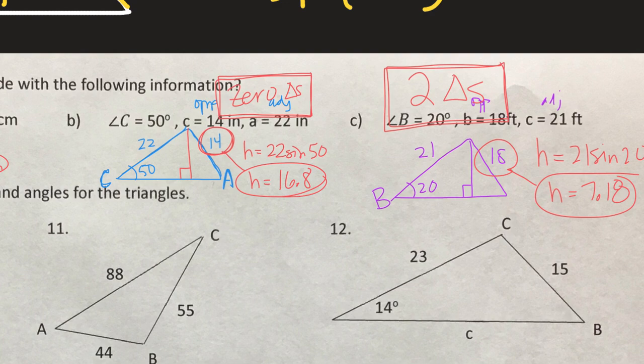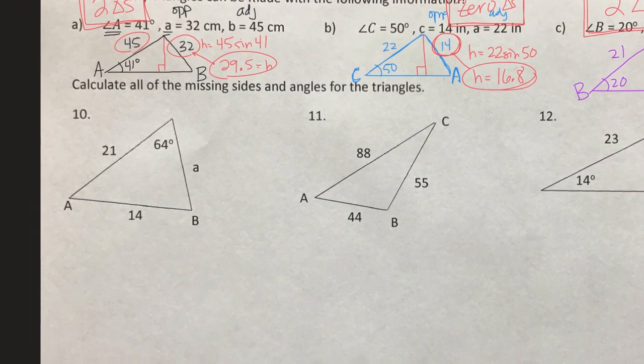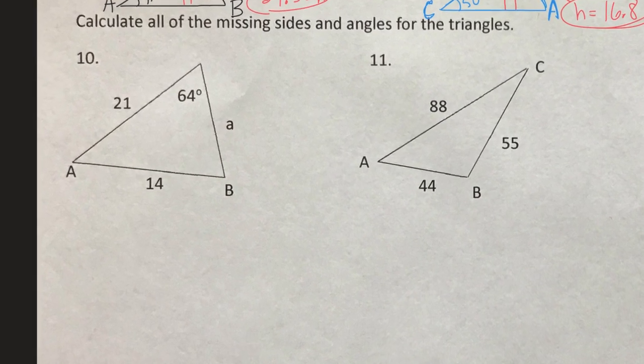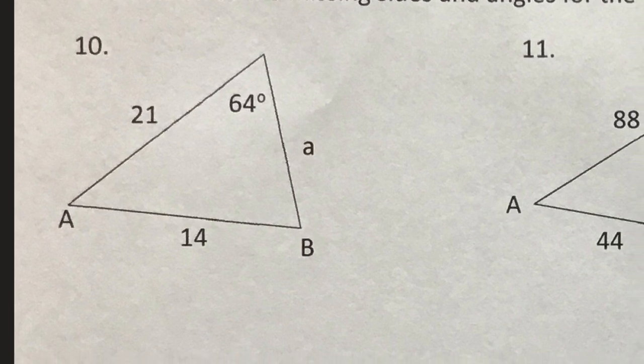Okay, so let's see if we can apply that to our next three problems here. Calculate all the missing sides and angles for the triangle. These are law of sines and cosines problems. So the question is, which of our laws shall we use? Hopefully you know this is going to be a law of sines problem because we know the side and the angle across ratio. We know that the side of 14 is across from the angle 64 degrees. So this is a law of sines problem.